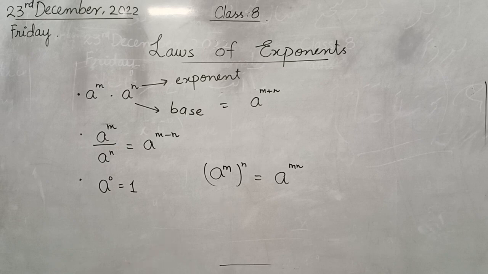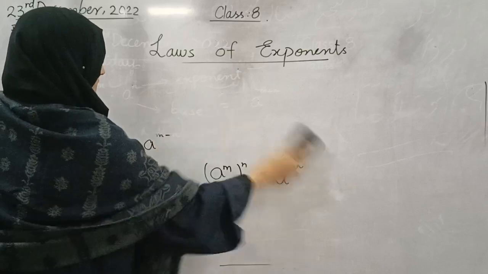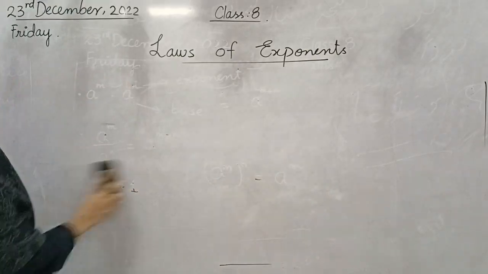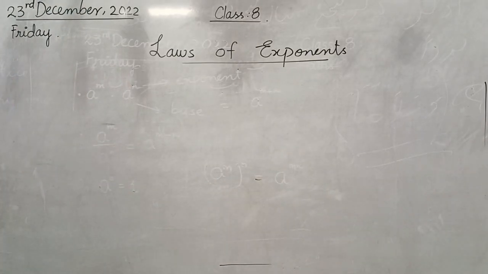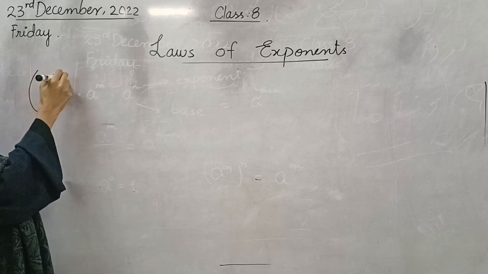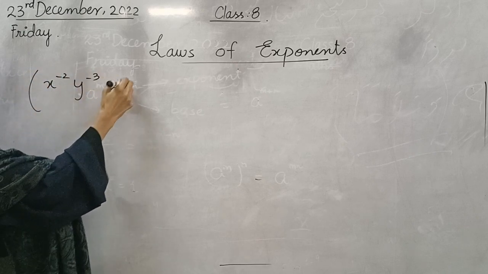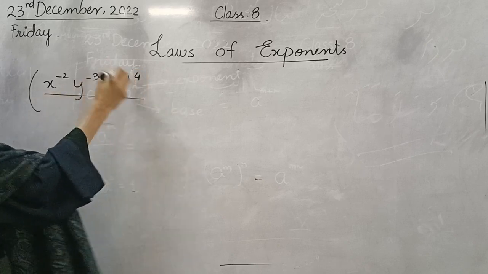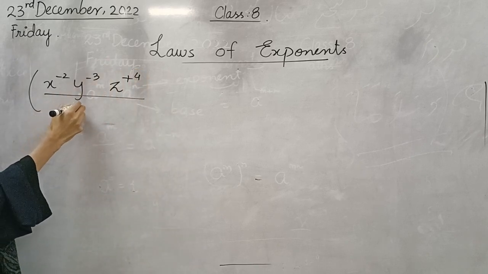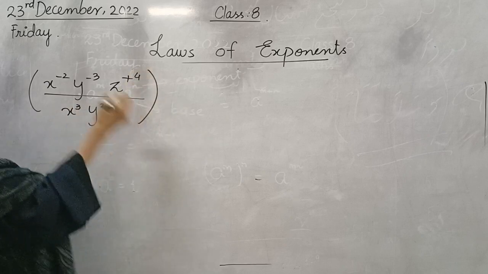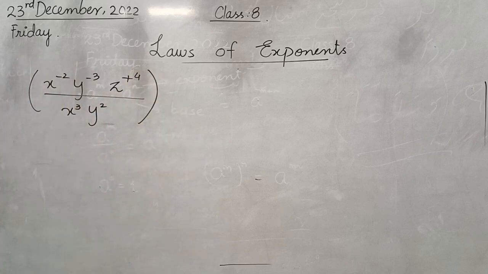Now we'll solve the questions with the help of these laws, okay? First question, I am writing here a question. For example, x raised to power minus 2, y raised to power minus 3, z raised to power 4, over x raised to power 3 and y raised to power 2. This is a simple question having bases x, y, z with some negative and positive powers.